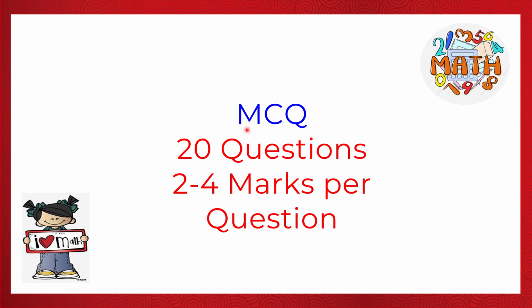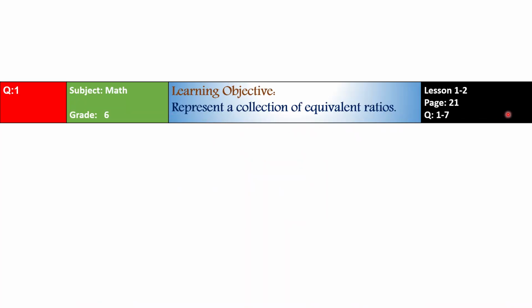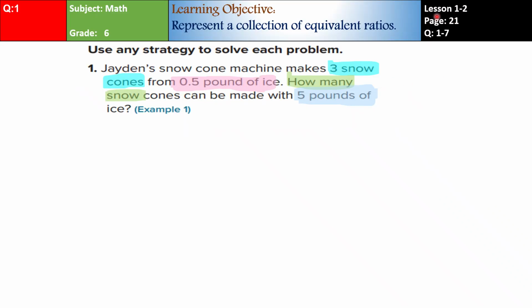We are going to start revising multiple choice questions. 20 questions will be there and the marks will be from 2 to 4 depending on the type of question. One question will come from lesson 1-2, represent a collection of equivalent ratios. From each lesson, I will take some questions and solve with you, and the rest you can practice yourself.